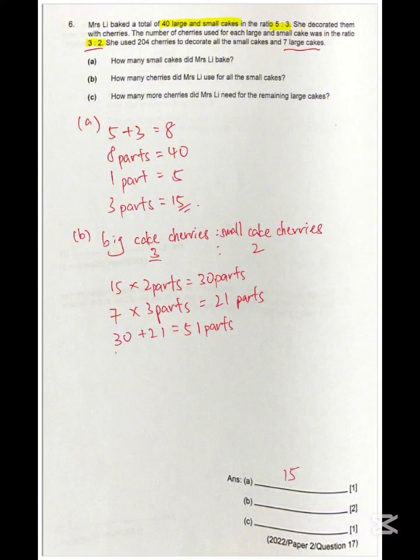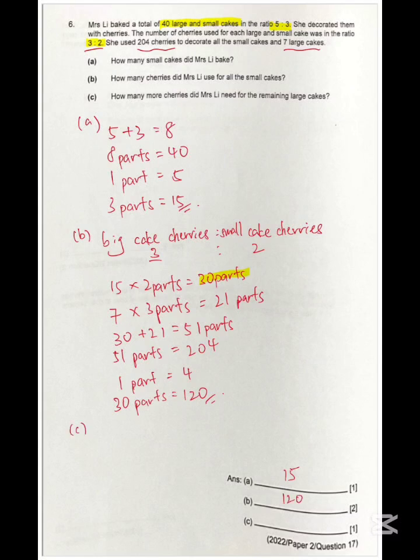So 51 parts equals how many cherries? 204 cherries, right? So 1 part equals 4. Okay, then how many cherries did Mrs. Lee use for all the small cakes, right? So for small cakes, recall, small cakes is over here. I use 30 parts for small cakes. So 30 parts equals 120. So in total, we use 120 cherries for the small cakes.